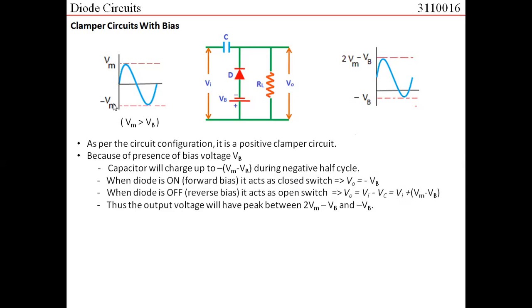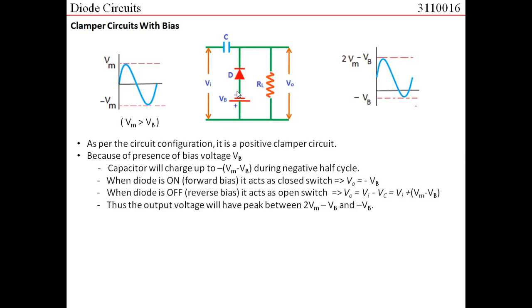So the whole signal is shifted. But now, because of the presence of the bias voltage, the shifting is not exactly equal to Vm, but it is equal to Vm minus Vb. So using the bias voltage, you can actually shift it by any particular level that you wish.